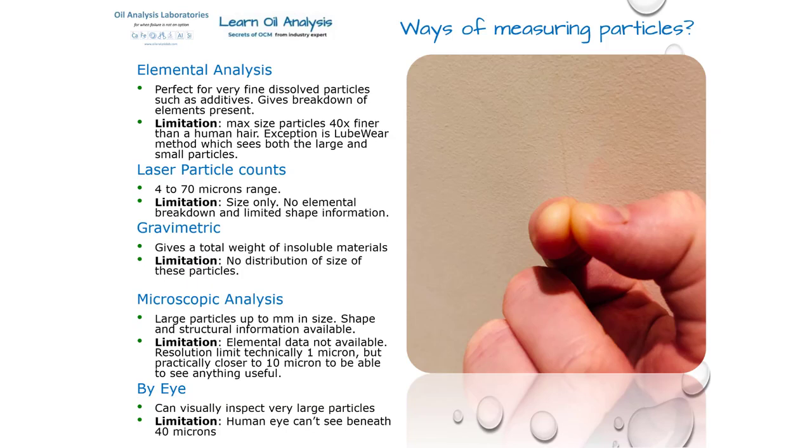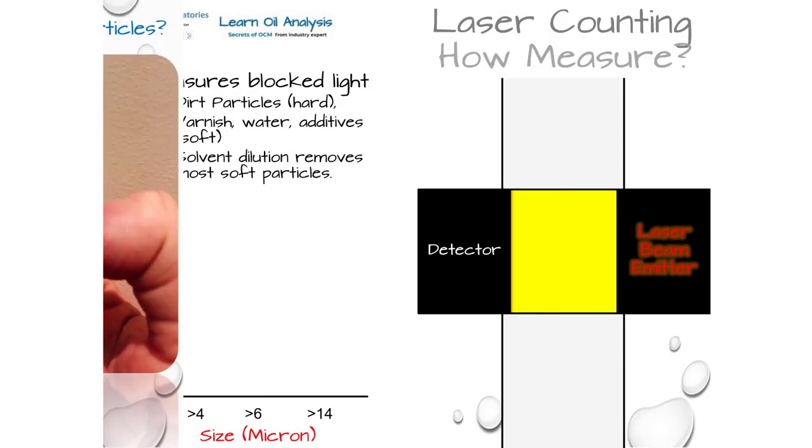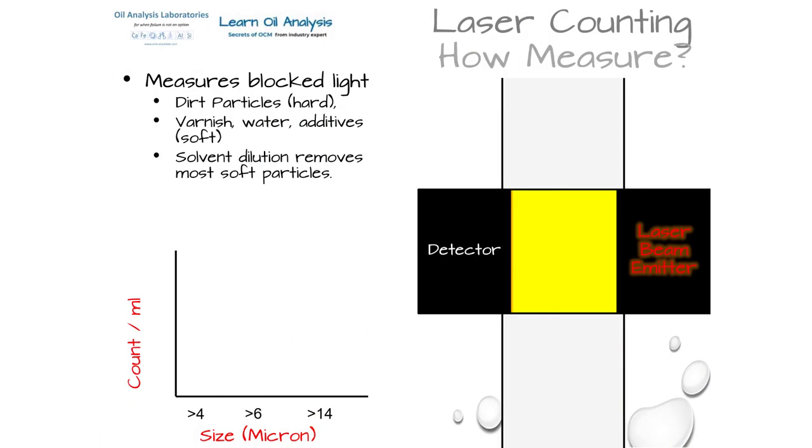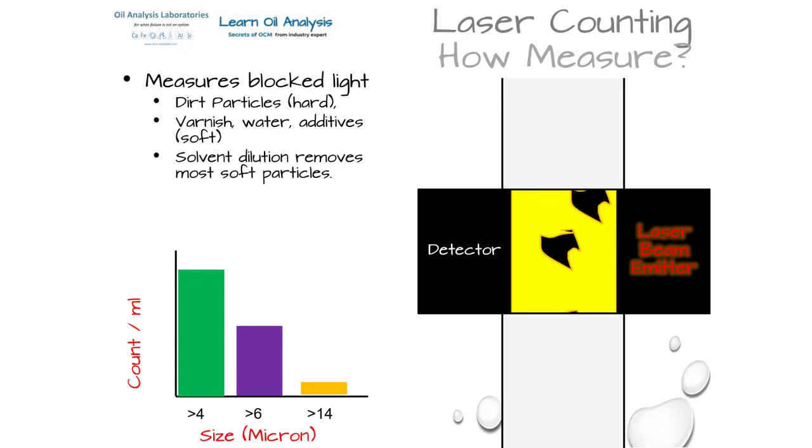So let's move on to how all these tests work. Firstly, laser particle counting. The sample is drawn into a particle counter through which laser light is being passed across the flowing liquid. Anything that obscures the light is counted as a particle, and the different channel sizes allow for measurements of different particle sizes. So as you can see, in 1 ml of sample we have detected 8,271 particles greater than 4 microns, 1,622 particles greater than 6 microns, and 193 particles greater than 14 microns.